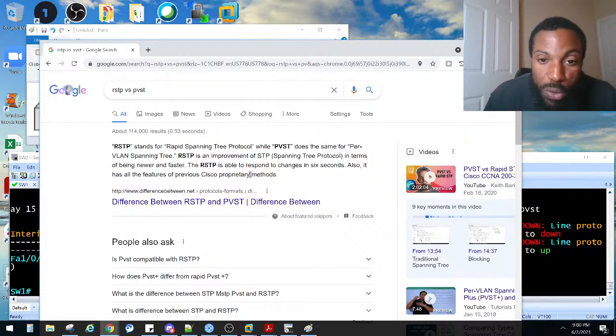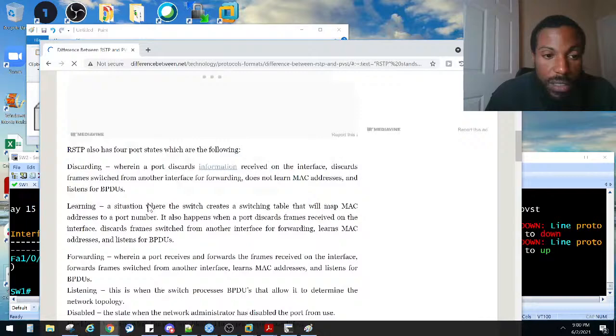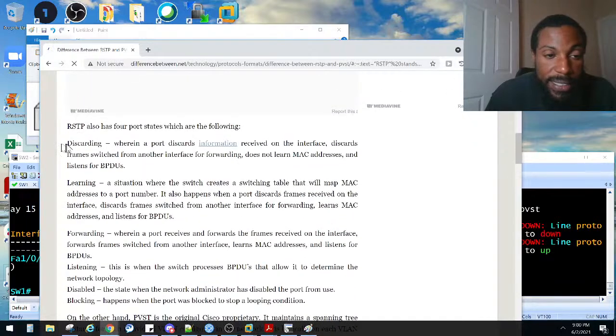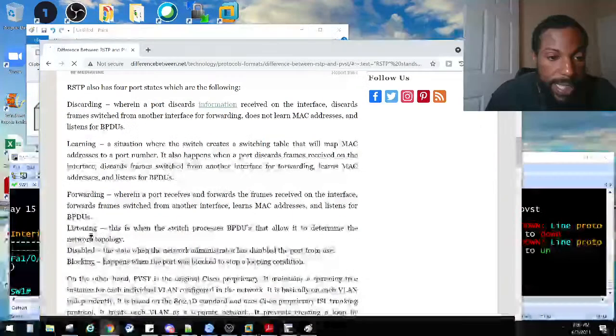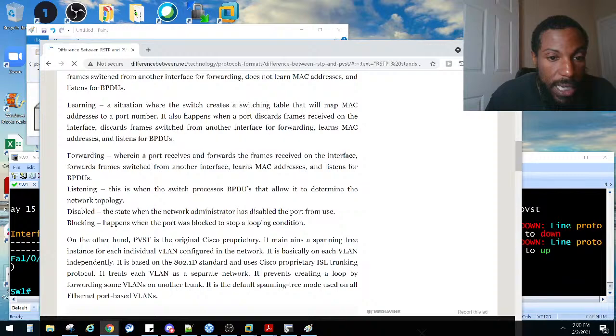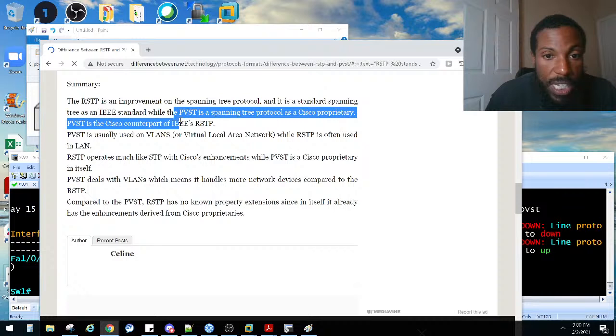RSTP stands for Rapid Spanning Tree, while PVST does the same for PVST. It's an improvement of STP, obviously, being new and faster. Difference between, let's see. I wanted a chart, though. RSTP has the states discarding, learning, and forwarding. I wanted a chart, man. RSTP is an improvement on STP. Yes, we know that. PVST is Cisco proprietary.